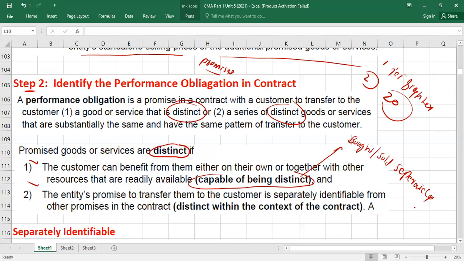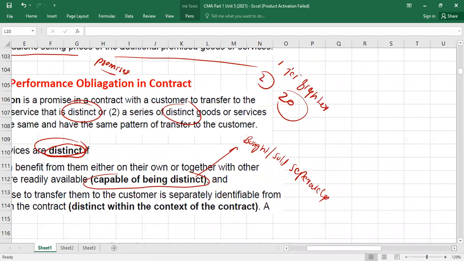Understood? Can I share an example here? I'm sharing an example for the first point. We are trying to define distinct goods or services. And what is the first condition? The goods or services must be capable of being distinct. What did I tell you capable of being distinct is? It could be bought or sold separately from the rest of the products. Let me give you an example here.